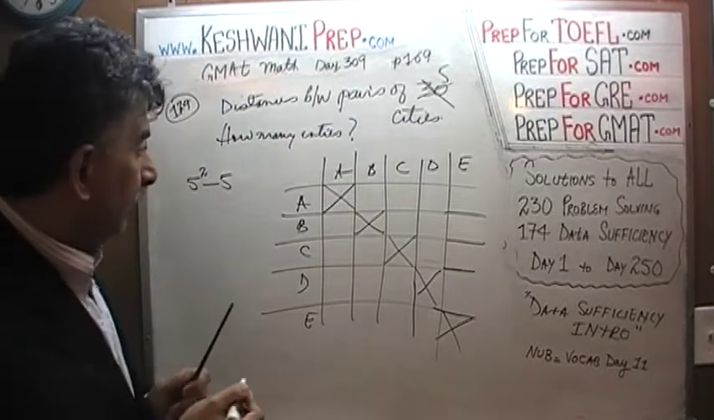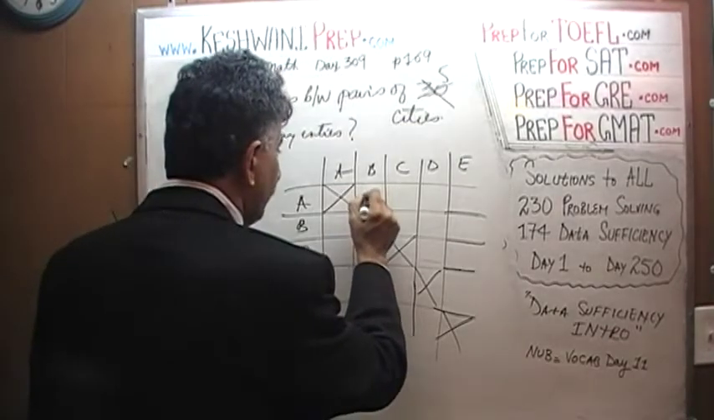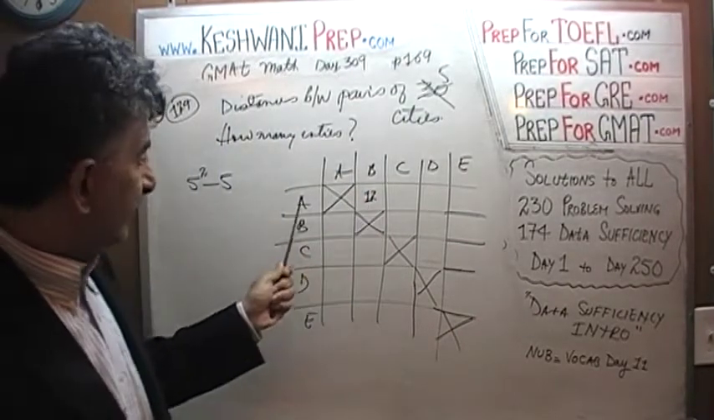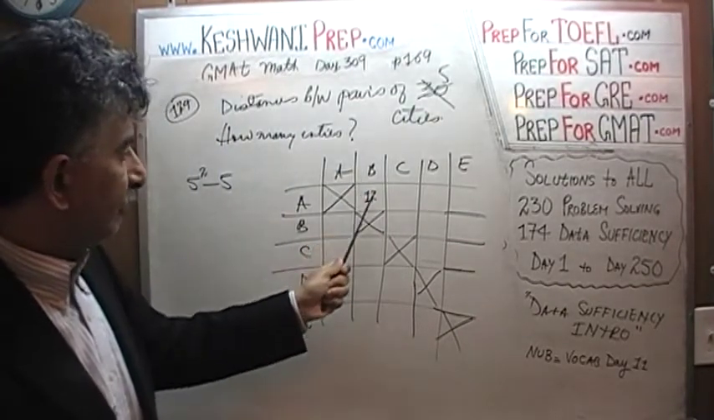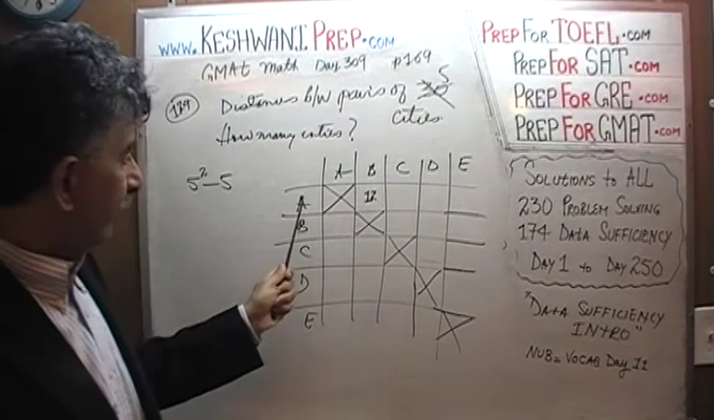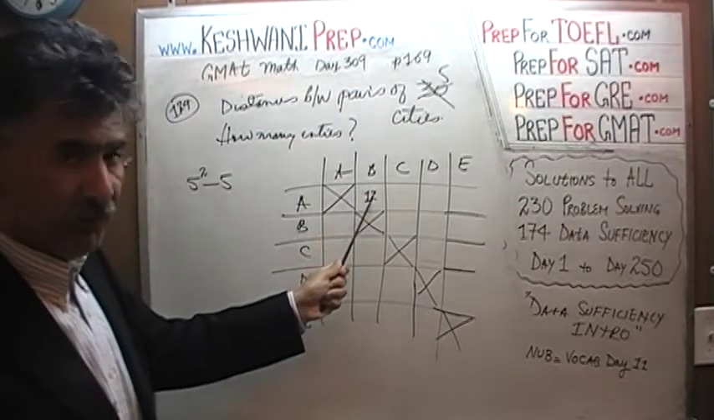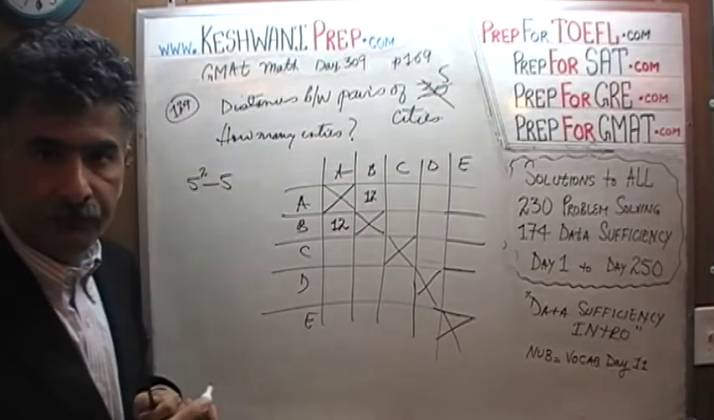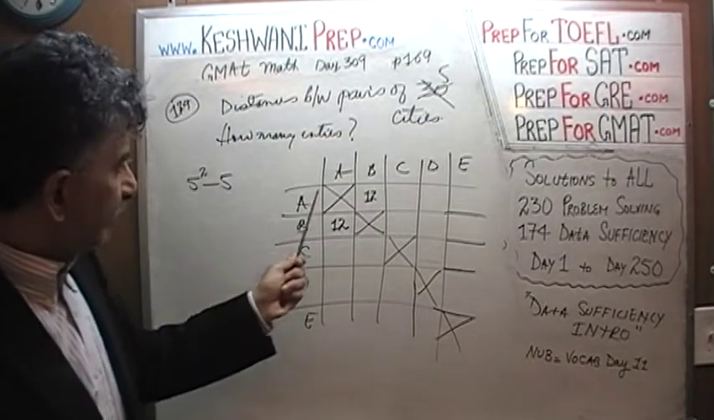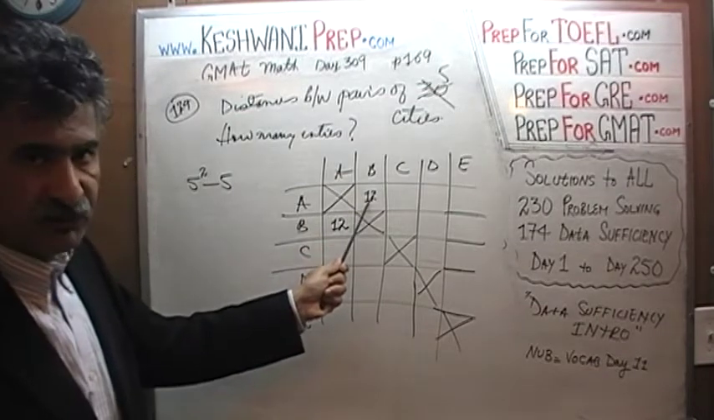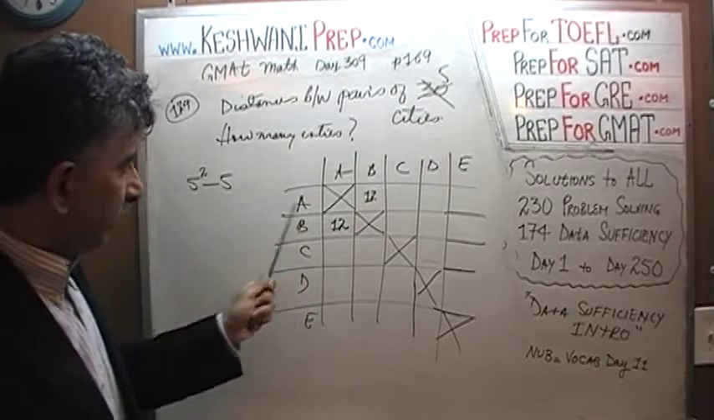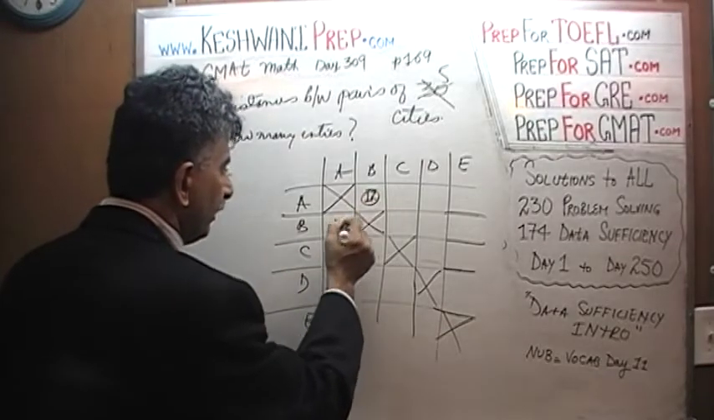Let's keep listening. Now, once we put an entry here, let's say I put 12 here. Once we are told that the distance from town A to town B is 12 kilometers, do you really think we need to put another 12 here? Of course not. Because whatever the distance is from town A to town B is the same distance from B to A right here. So this cell is going to be the mirror image of this cell.